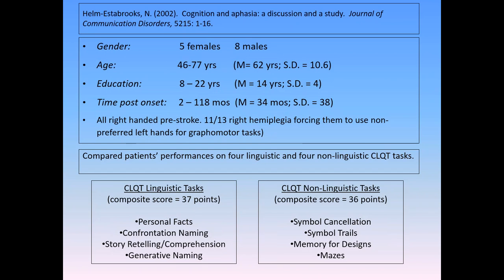Okay, so I looked at four Clicket linguistic tasks: personal facts, confrontation naming, story retelling and comprehension, and generative naming. You could get a total score of 37 points if you aced everything, and then four non-linguistic tasks, and those you could earn a score of 36 points. There's symbol cancellation, symbol designs, memory for designs, and mazes, and none of those require language comprehension or production.